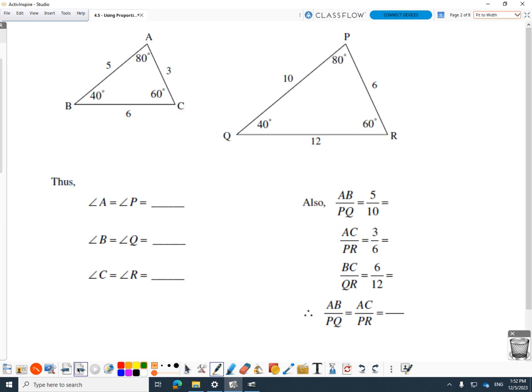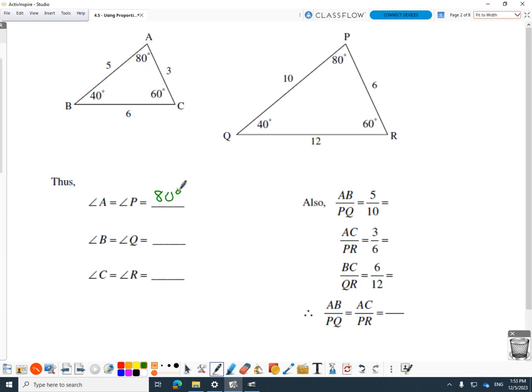Since these are similar triangles, angle A and angle P are the same. I'm just getting used to these new symbols. Actually, I'm not going to do anything new here. I'm just going to use fancy symbols to say the same thing. Angle A, right there, is the same as angle P, right there. And what is that measurement? 80 degrees. They're both equal to 80.